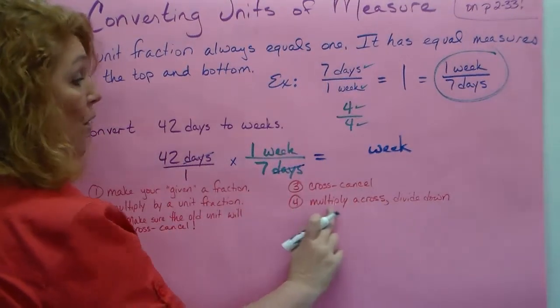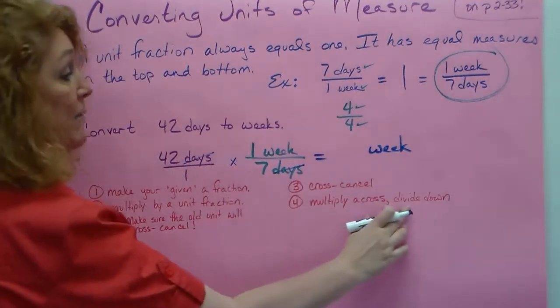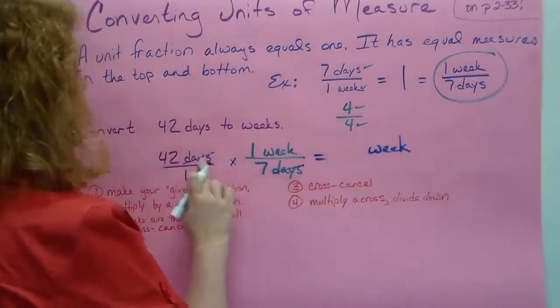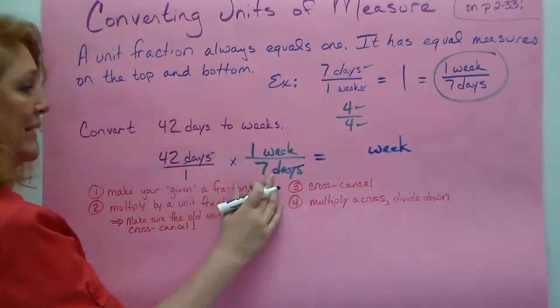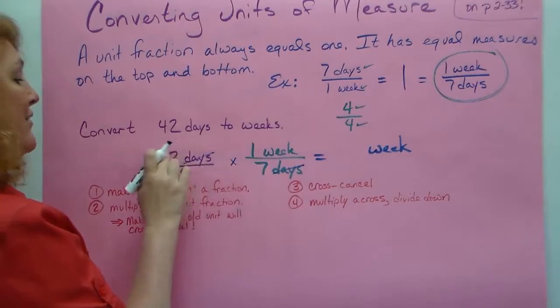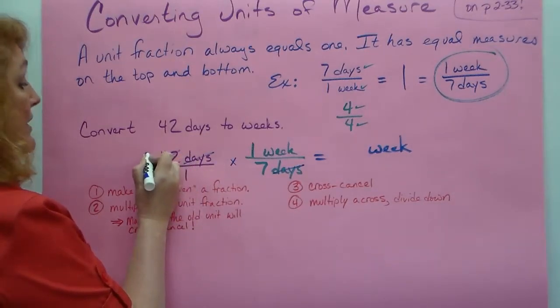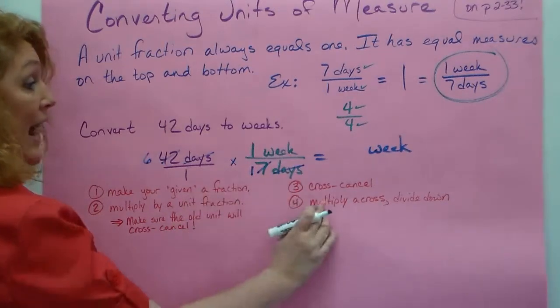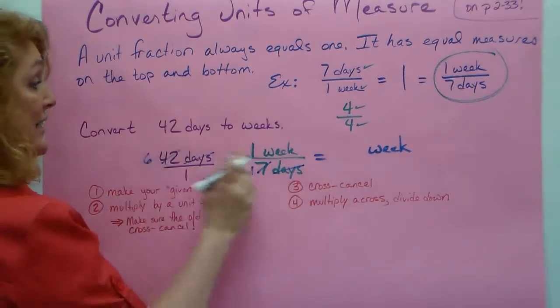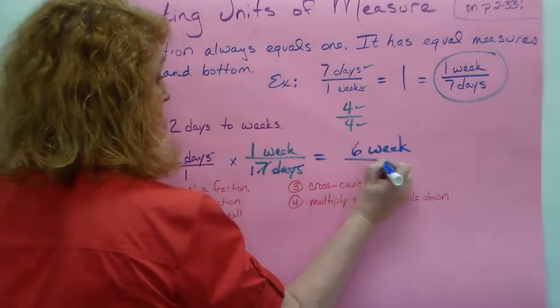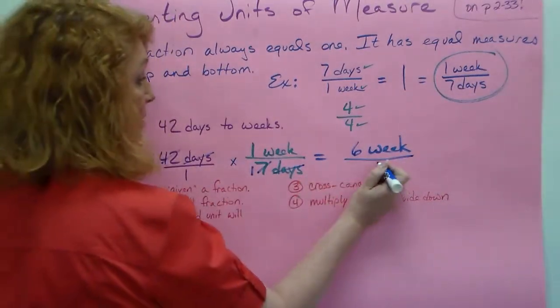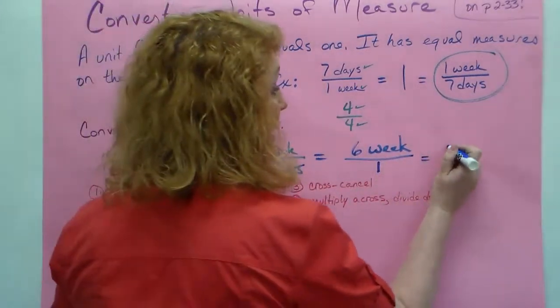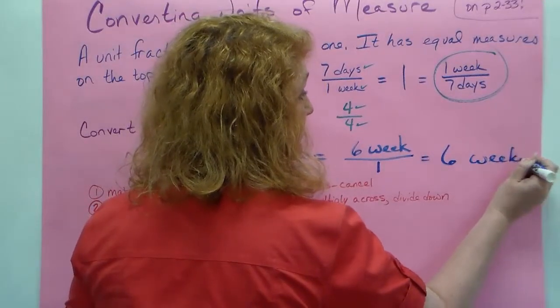Now, number 4, I'm going to multiply straight across and divide. Oh, I'm going to cross-cancel. So I cross-canceled my days. Check out what else I can cross-cancel. I know that 7 goes into 42 6 times, and 7 goes into 7 1 time. Now I'm going to multiply straight across. 6 times 1 is 6, and I've got nothing but 1s on the bottom. So my answer is 6 weeks.